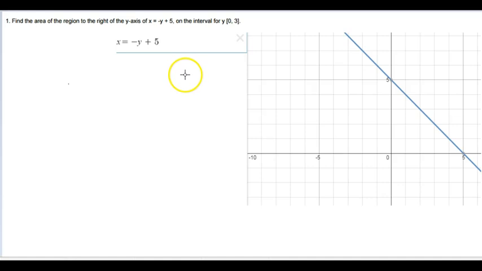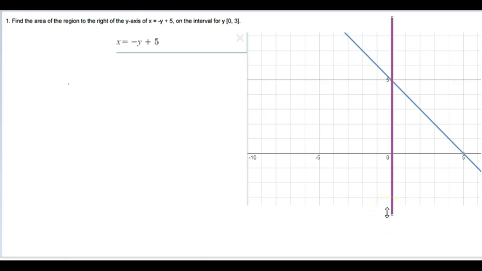And so what I did was I went to Desmos and I graphed this just so you could see what was happening. This is the equation x equals negative y plus 5. And by the way, if you go to Desmos, you will need to include the x equals in order to graph it correctly. And so we're going to find the area to the right of the y-axis. So let me put the y-axis on here. Here's the y-axis.